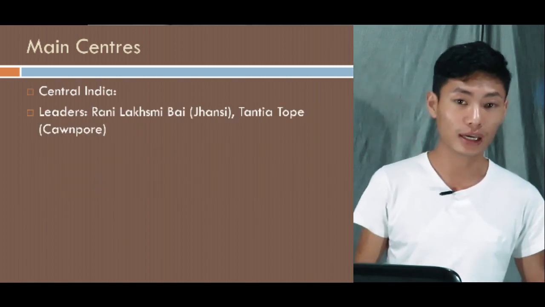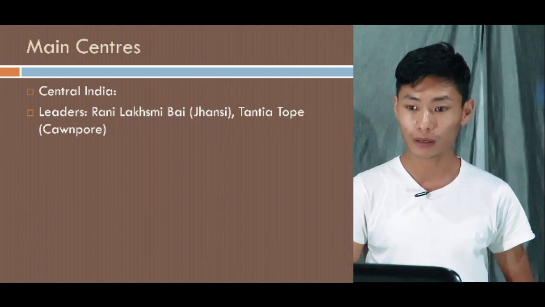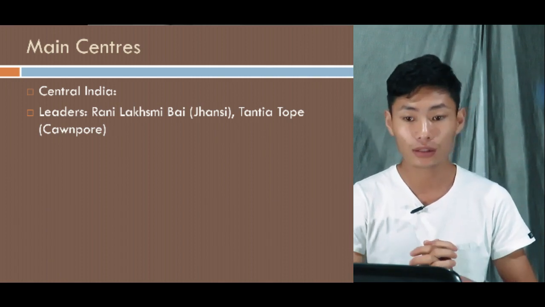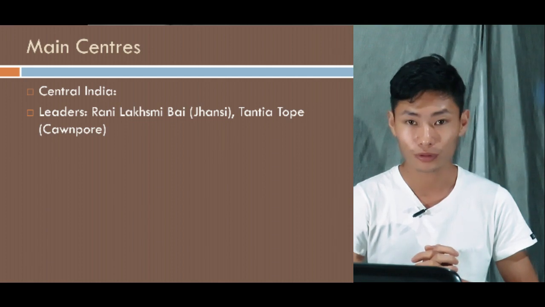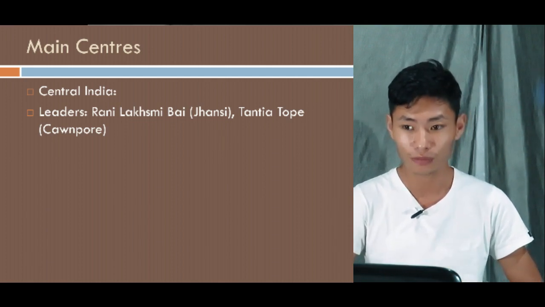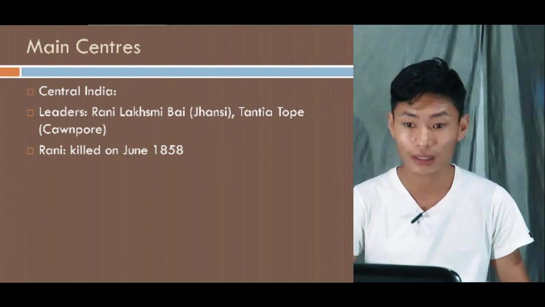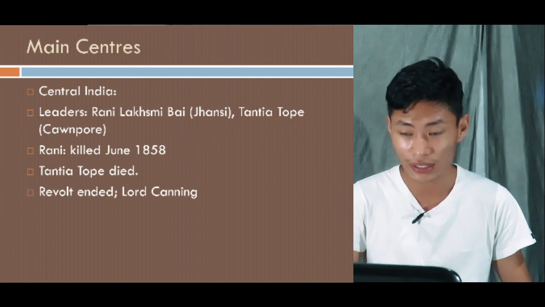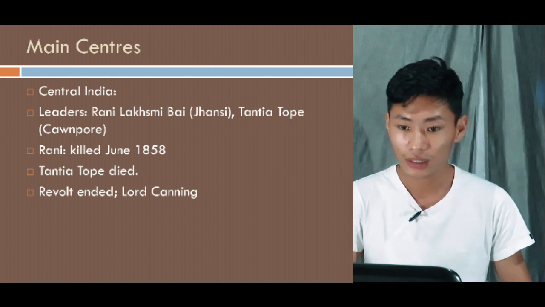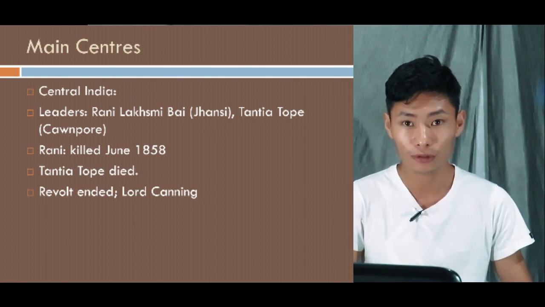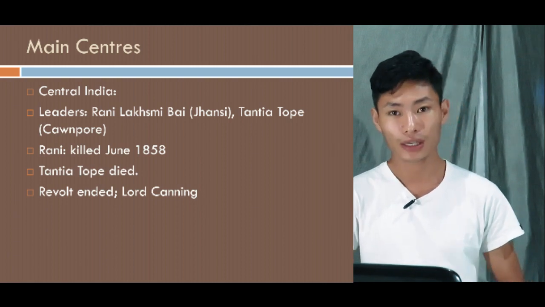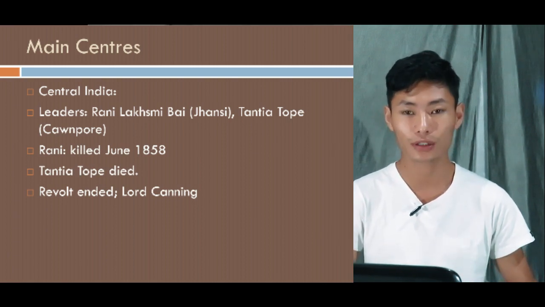Let's see about Central India. In Central India, the leaders were Rani Lakshmi Bai, the ruler of Jhansi, and Tantia Tope. He was from Kanpur. Both Rani Lakshmi Bai and Tantia Tope fought very bravely, and Rani Lakshmi Bai fought until she was killed in June 1858 in a battle. Tantia Tope ran away and escaped, but later he was arrested and put to death. With that, the episode of the revolt of 1857 came to an end, and Lord Canning, the then Governor General of India, declared peace throughout India.